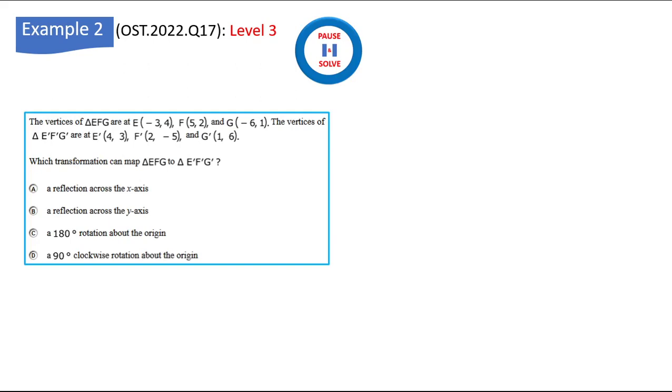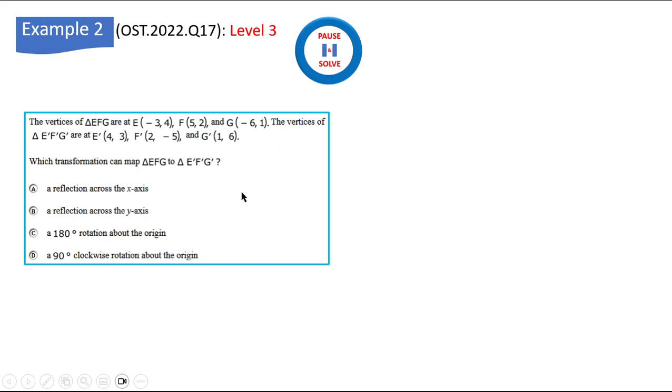Example 2. Now reminder, every time you see this picture, you may pause the video, solve the problem, and come back and check your answer. Here we have two triangles, EFG and E prime, F prime, G prime, and the coordinates are given. And the question is, which transformation can map this to this? Obviously, you can't just guess it like that. So you need to draw these points.